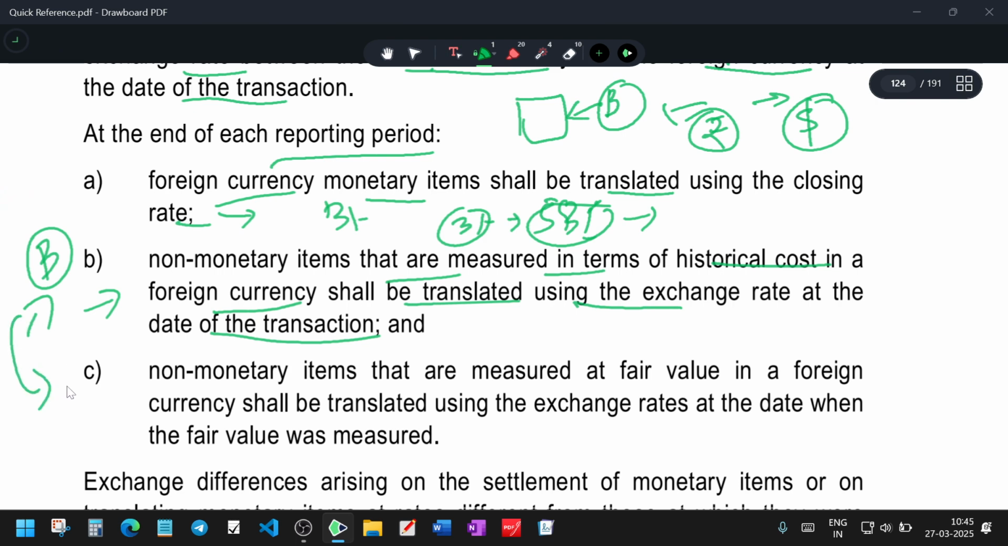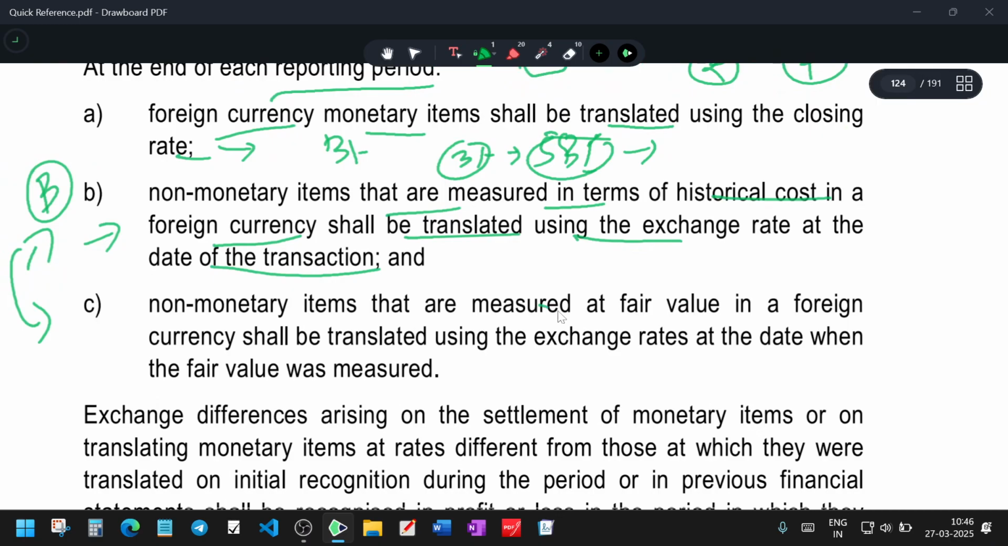What rate do I need to buy at? Think of that, and that has to be translated to the transaction. Non-monetary items that are measured at fair value in a foreign currency shall be translated using the exchange rate on the date on which the fair value is measured.